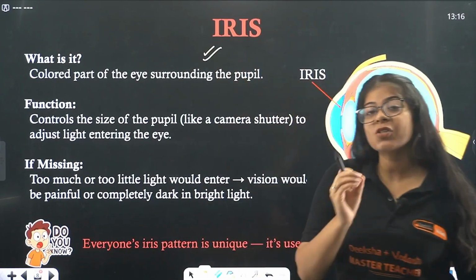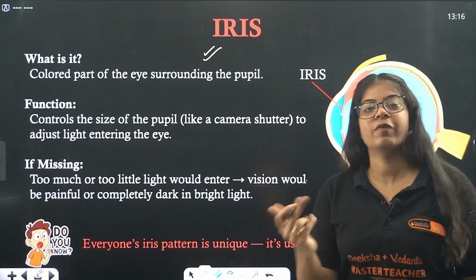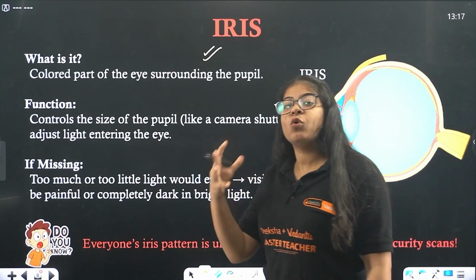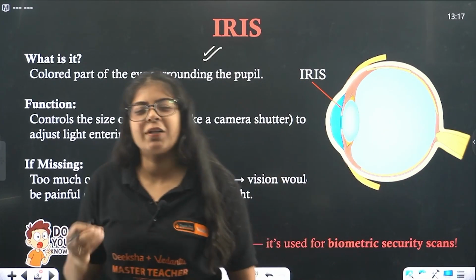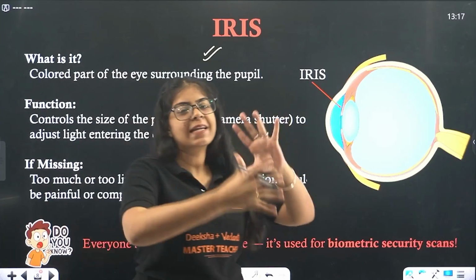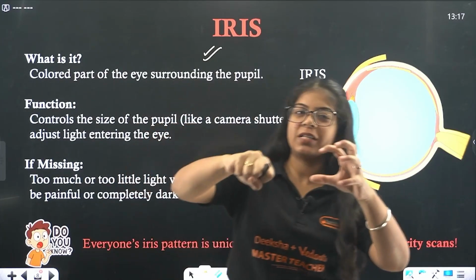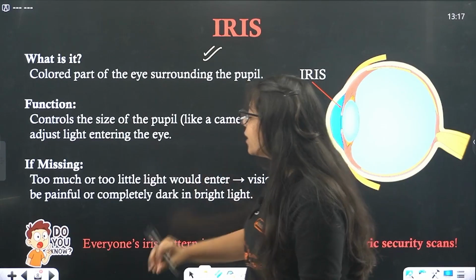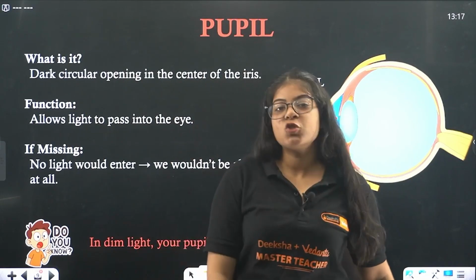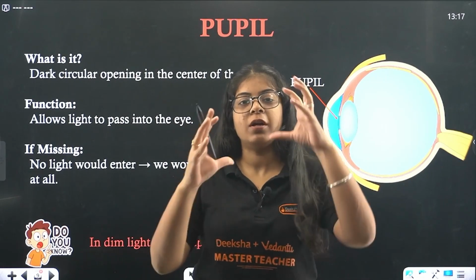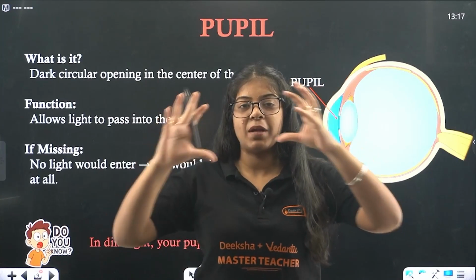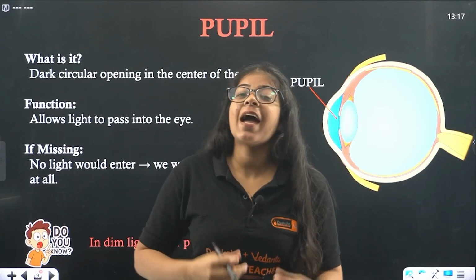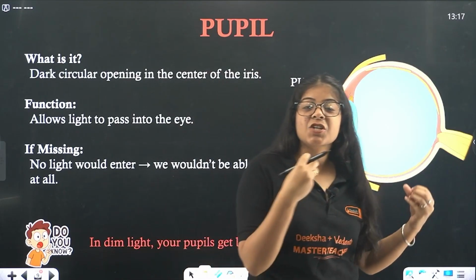Now, giving color is not the only function of the iris. The function is that it controls the size of the pupil. What is the pupil? You have to take them side by side. If you understand the iris, you understand the pupil, and if you understand the pupil, you understand the iris. Now, the pupil is like the camera shutter. When you click a photo, you've seen big cameras shutter like this, click. That is the pupil. It is the shutter of the eye.